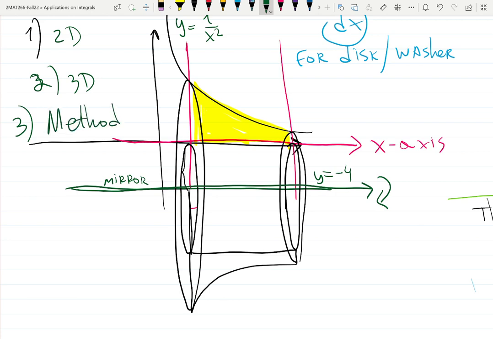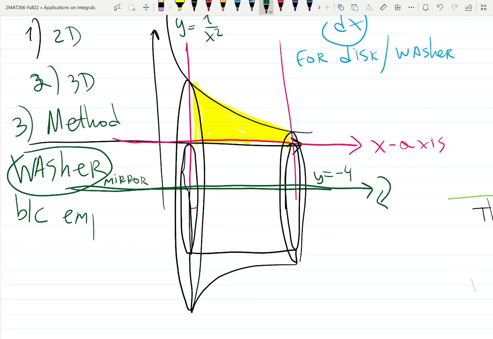Method: we don't use disks here because it's hollow inside. So we're using a washer. A washer, because it's empty inside, or has a hollow piece inside. Or it's not solid. You choose the English to explain. Does that make sense? What do you think?